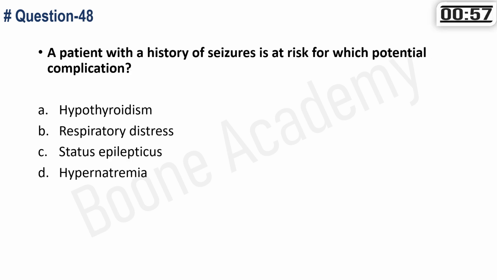Question 48. A patient with a history of seizures is at risk for which potential complication? A. Hypothyroidism. B. Respiratory distress. C. Status epilepticus. D. Hypernatremia. You have 1 minute to answer your question.